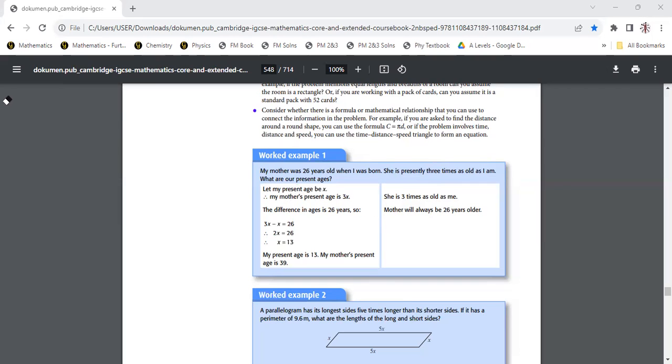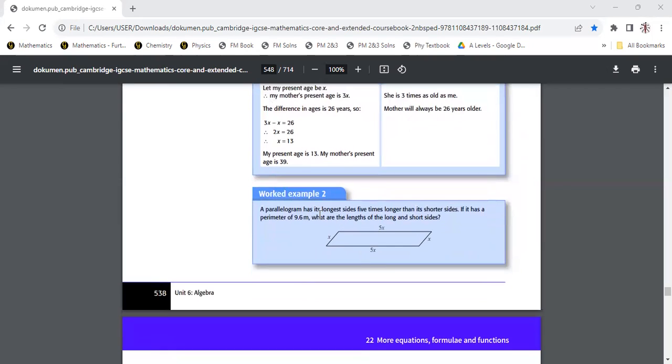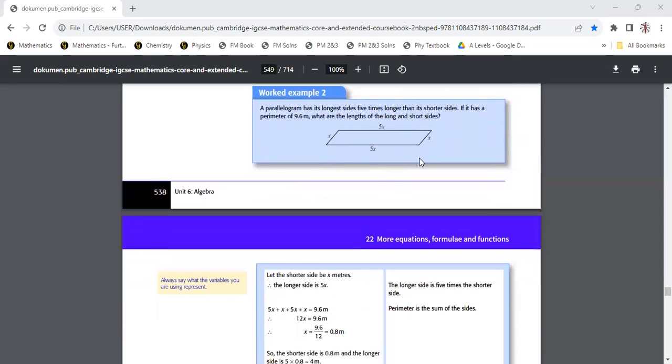Of course, we have popular questions like this too, where we have perimeters of parallelograms, squares, quadrilaterals. So in this question, they say that the parallelogram has the longest side, which is 5 times longer. So technically speaking, our width here will be x. Our length here, our longer side will be 5x. So what is the perimeter? What do we add?